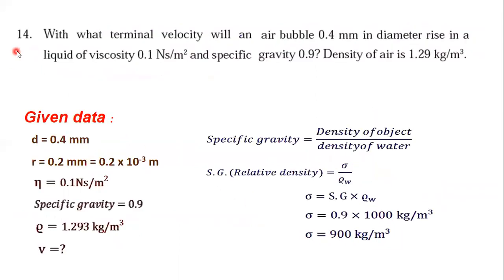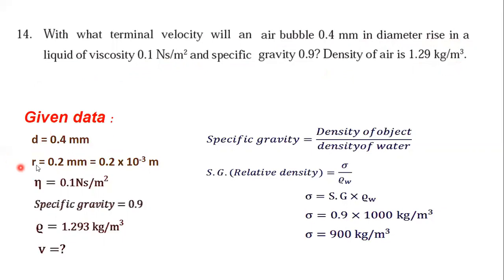Now next problem, problem number 14. With what terminal velocity will an air bubble 0.4 mm in diameter rise in a liquid of viscosity 0.1 Newton second per meter square and specific gravity 0.9? Density of air is given here as 1.29 kg per meter cube.